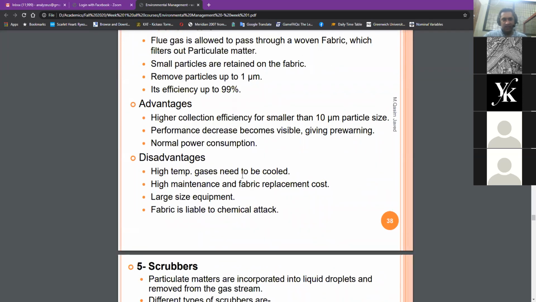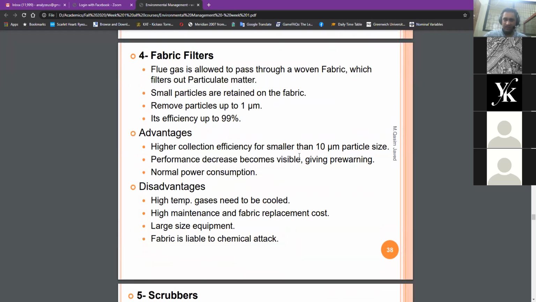The disadvantage is that high temperature gases need to be cooled. We cannot work with high temperature gases. The reason here is that the fabric itself might be damaged. Not every fabric or thinly woven fiber can handle higher temperatures. At 450 Celsius, we can basically burn meat, we can burn plastic, we can burn a lot of material. So it's very difficult to have the right fabric at the right consistency to be able to handle those temperatures.